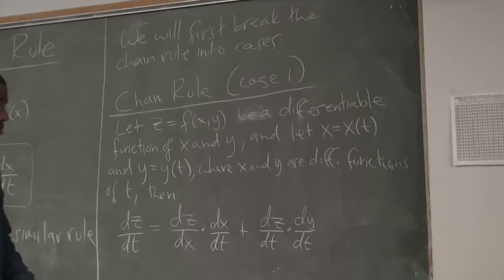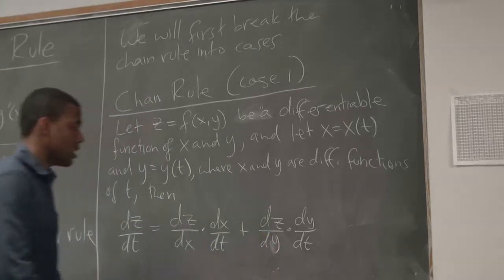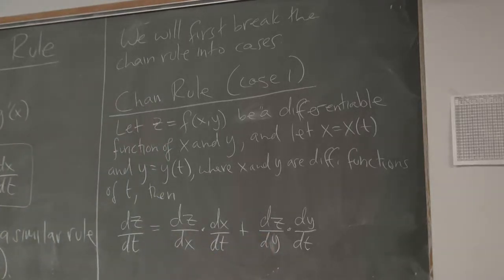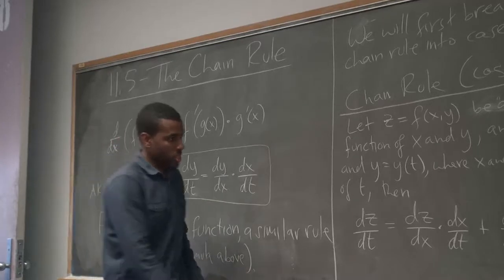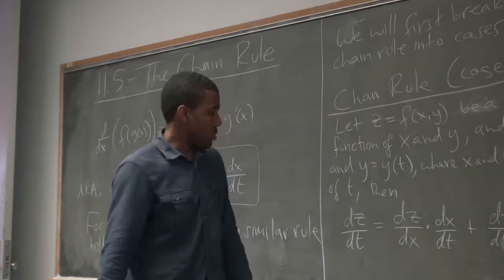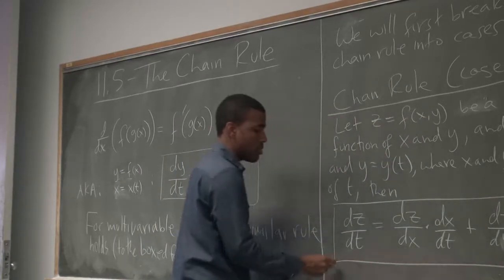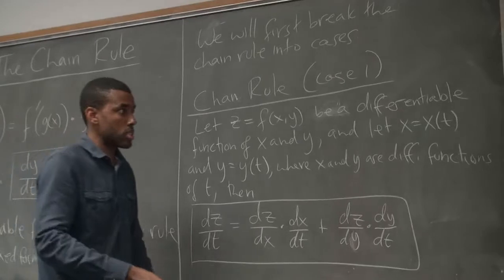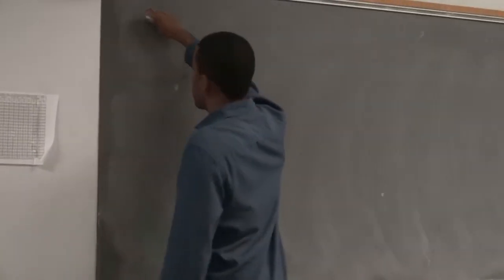Shouldn't that be dz dy times dy dt? Another way you can see it is that the things you don't want look like they can cancel and leave you with what you want. So the dx should cancel with the dx, the dy would cancel with the dy. And that's what the rule looks like. So this is case one. You have several variables, but each of them are defined in terms of one single variable, another variable, like a parameter.